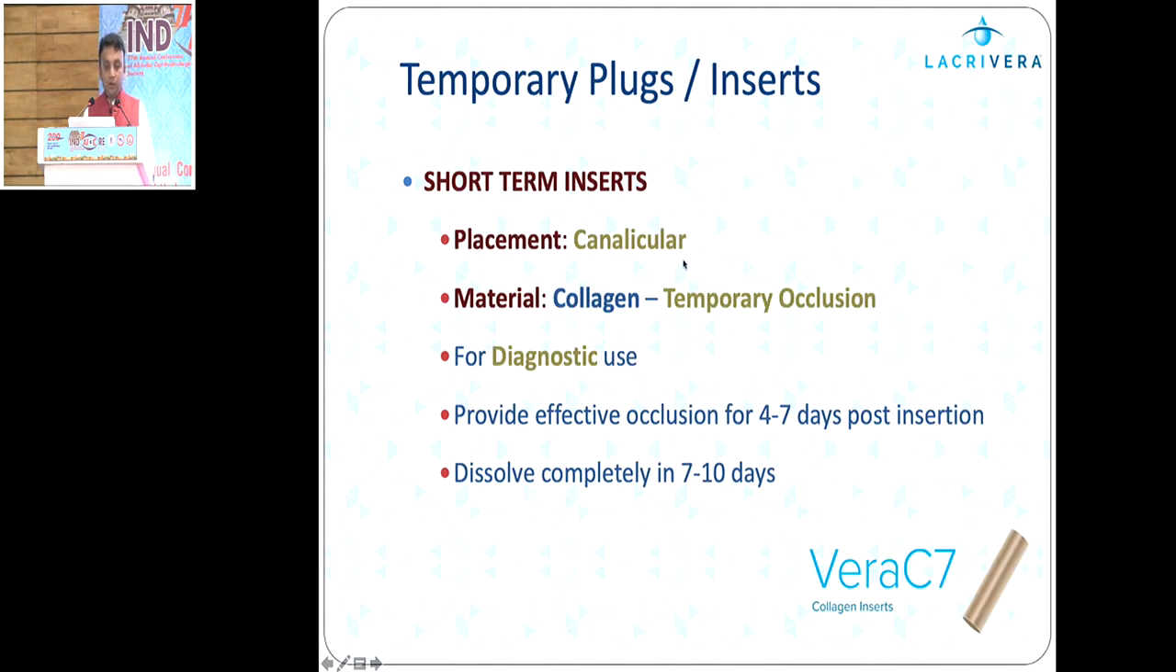If it's a temporary or short-term plug, these are the plugs which are quite cheaply available. They are put in the vertical part of the canaliculi, and these are made up of collagen. A lot of people use their own innovative method by using catgut and those things. You can do this, but mind you, this is extremely cheap. There's no need to do such kind of circus and try to save that 100 rupees, not even 100 rupees. It's certainly worth keeping some of them. If you are planning to put another punctum plug, keep this short-term plug in your kitty. They usually work for 7 to 10 days, and then they usually dissolve. The advantage there, well, it will tell you how the patient is going to take to permanent plugging.